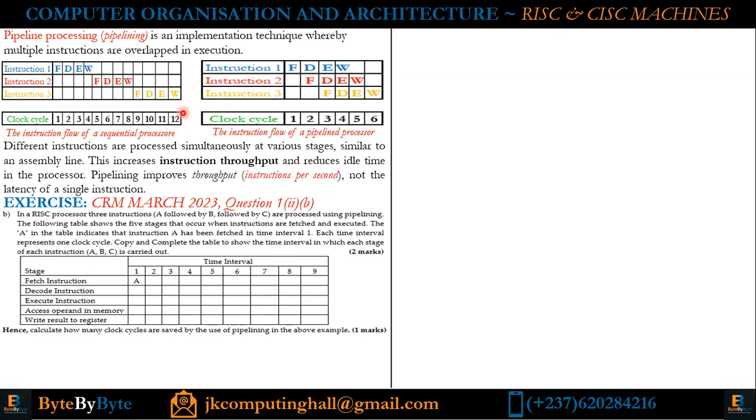How many are saved? Let me just take an example here. In a sequential processor, I had 12 clock cycles, while in a pipeline, I had 6. So the number of clock cycles that are saved is equal to 12 minus 6. And also, the number of clock cycles we have in a sequential processor is equal to the number of instructions times the number of clock cycles per execution of an instruction. So I think I gave you much hint about the question.